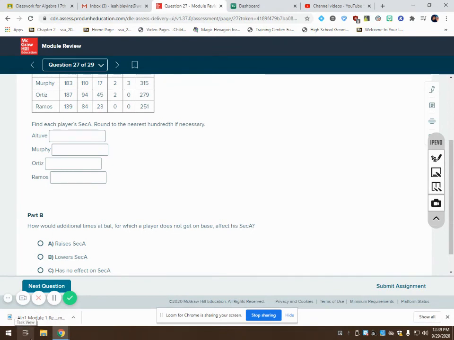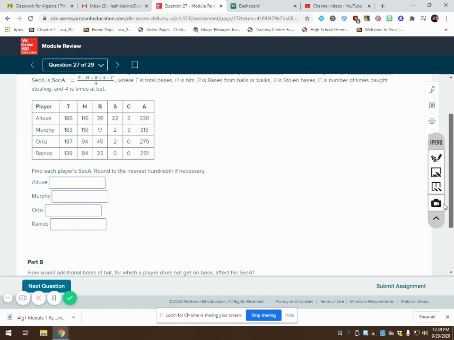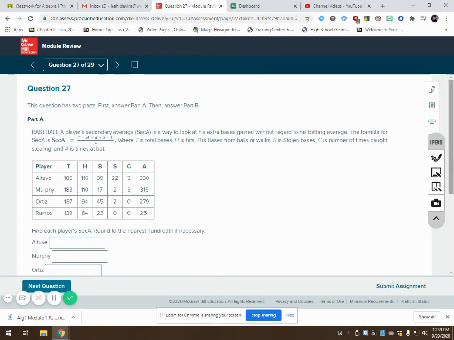Now, part B says, how many additional times at bat for which a player does not get on base affect his SECA? Basically his, what's that called again? His secondary average. How would this affect his secondary average? Well, let's think about this. So his number of times at bat is A. So the bottom number is getting bigger, but he doesn't get on a base.